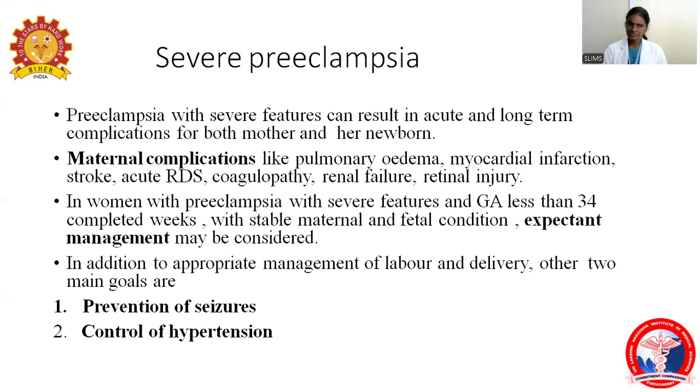Next is severe preeclampsia. Preeclampsia with severe features can result in acute and long-term complications for both mother and the newborn. Maternal complications like pulmonary edema, myocardial infarction, stroke, acute respiratory distress syndrome, coagulopathy, renal failure, and retinal injury can occur. In women with preeclampsia with severe features and gestational age less than 34 weeks with stable maternal and fetal condition, we can do expectant management as well. In addition to the appropriate management of labor and delivery, the other two main goals are to prevent development of seizures and to control hypertension.